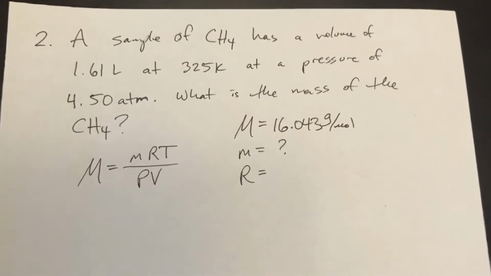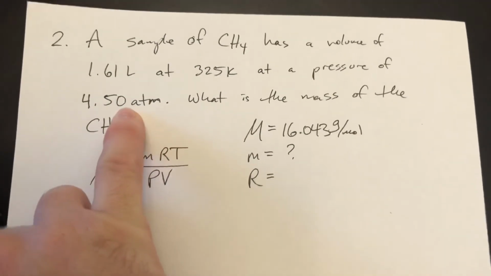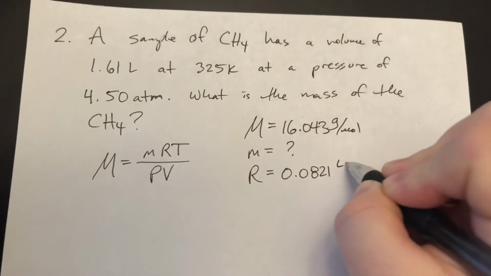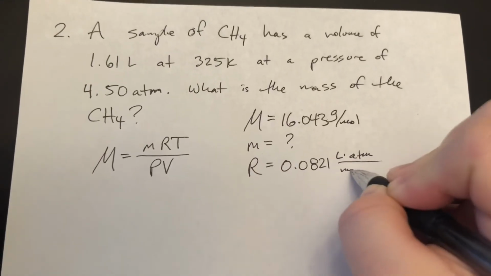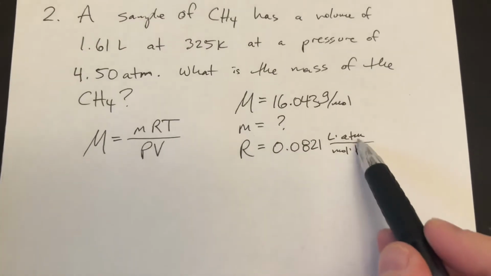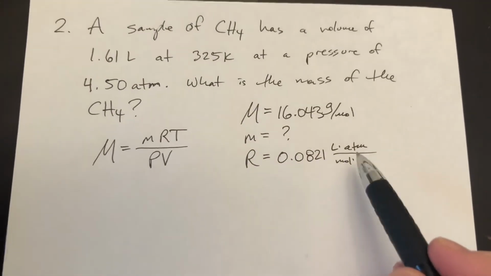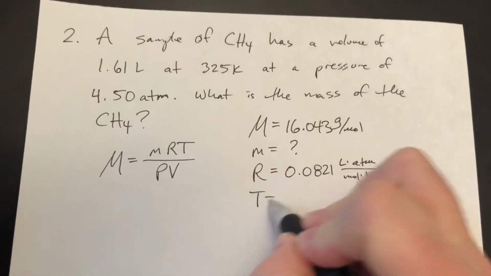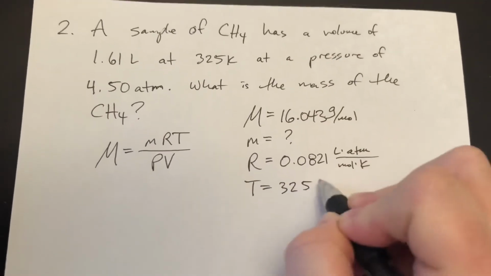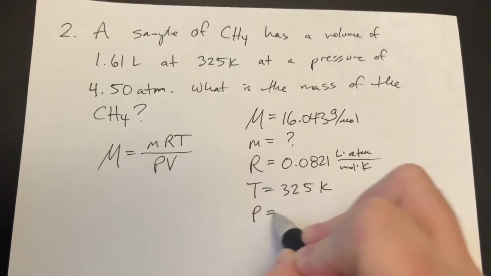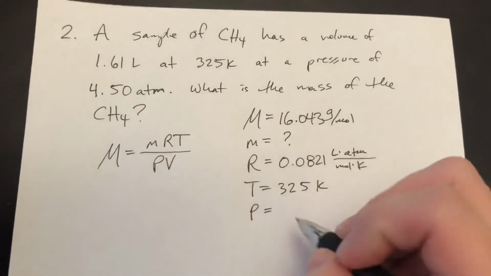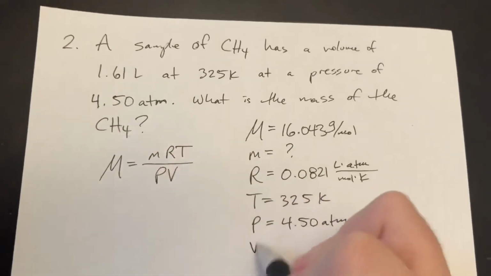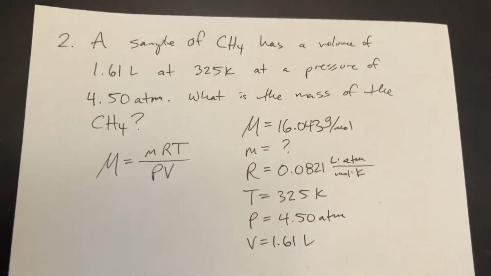So the only difference between those two equations is the pressure unit. Since this is in atmospheres, we want the 0.0821 liter atmospheres per mole Kelvin. So the unit of pressure is what decides which R value we like. Temperature, it's already in Kelvin, so we're good. 325 Kelvin. Pressure equals 4.50 atmospheres. And the volume is 1.61 liters.